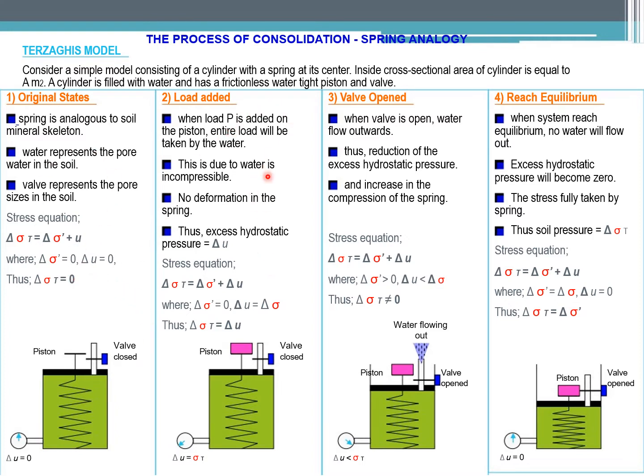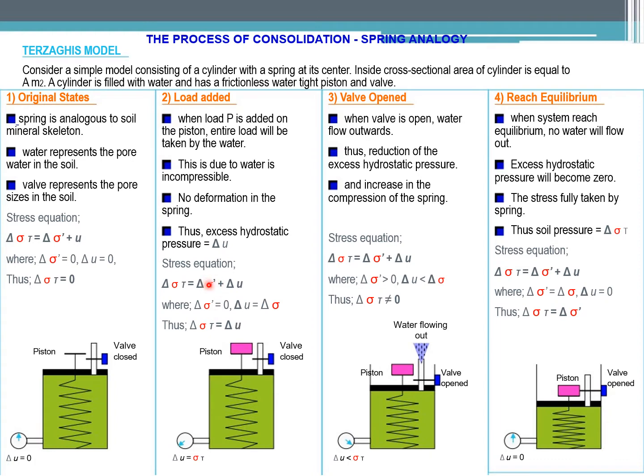So when a load is added on the piston, the entire load will be taken by water. However, this one we close the valve. This is due to water being incompressible, so no deformation in the spring. So excess hydrostatic stress delta U. So this is the stress equation: delta sigma is equal to delta sigma prime plus delta U, where delta sigma prime is equal to 0.